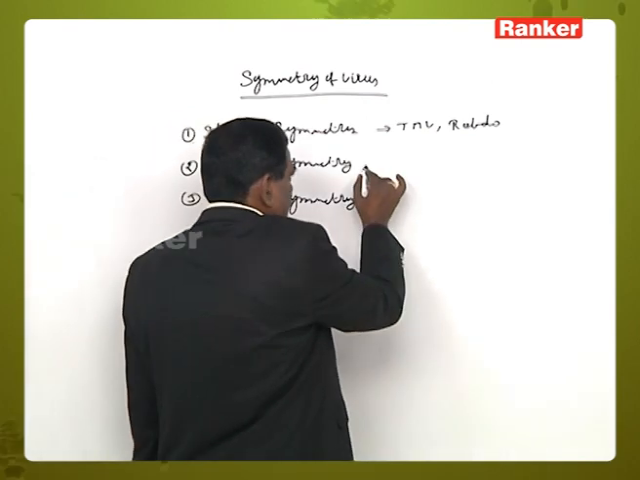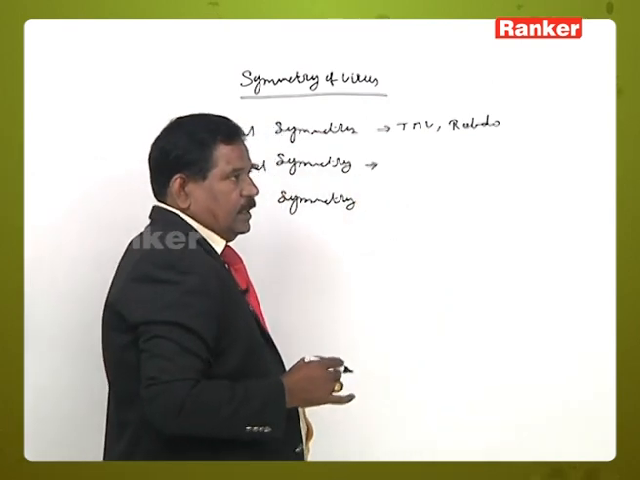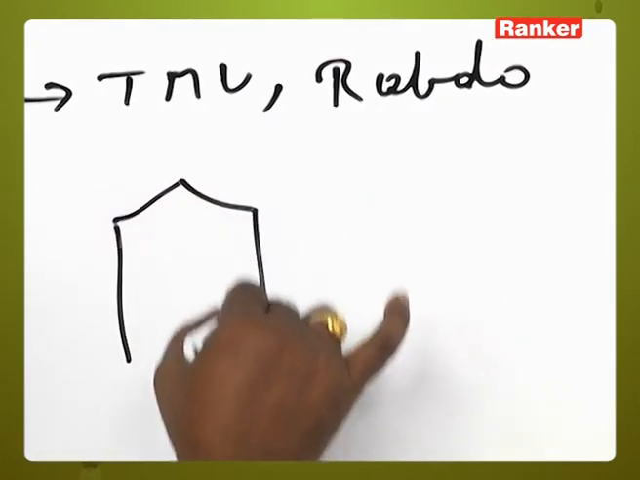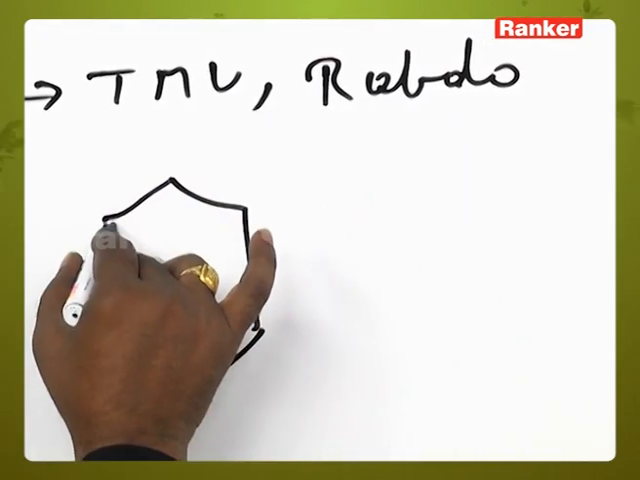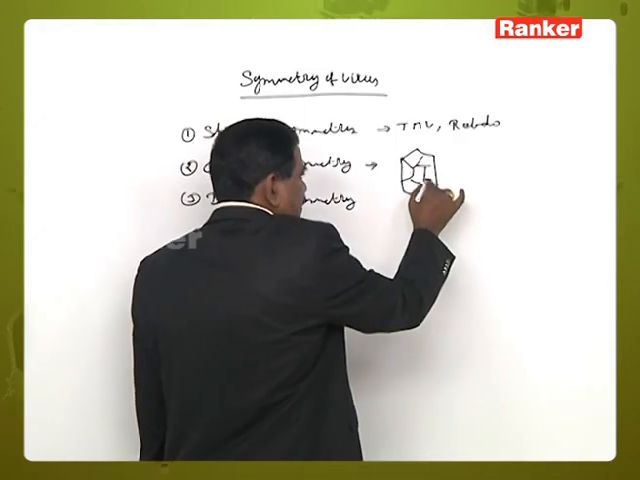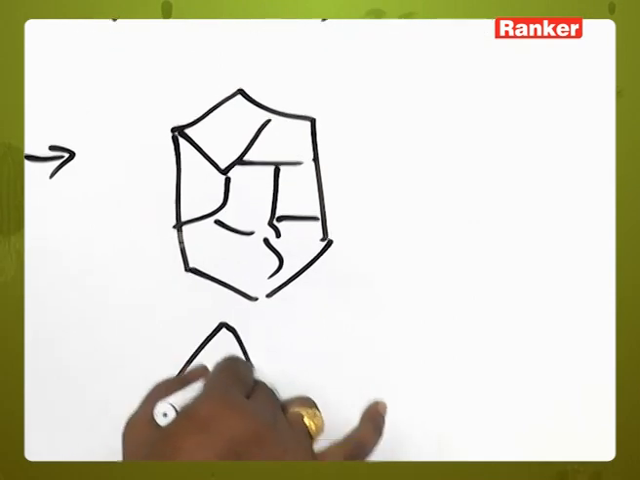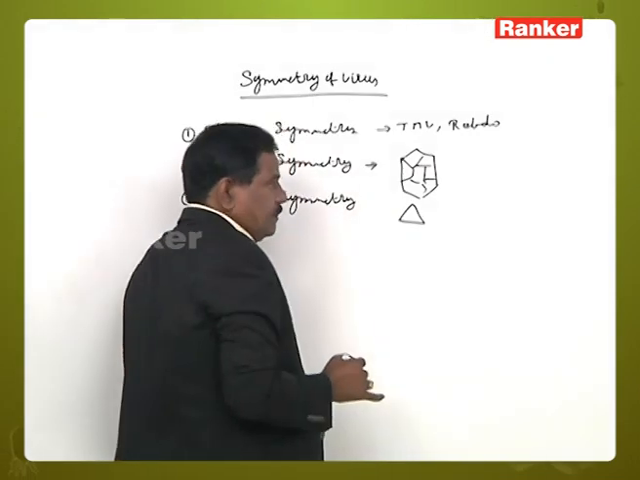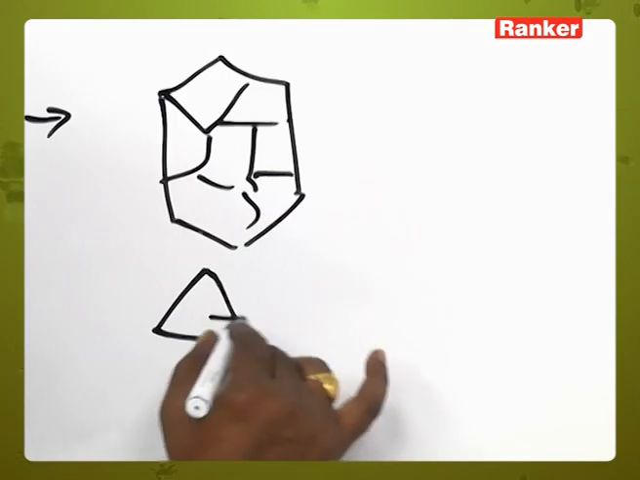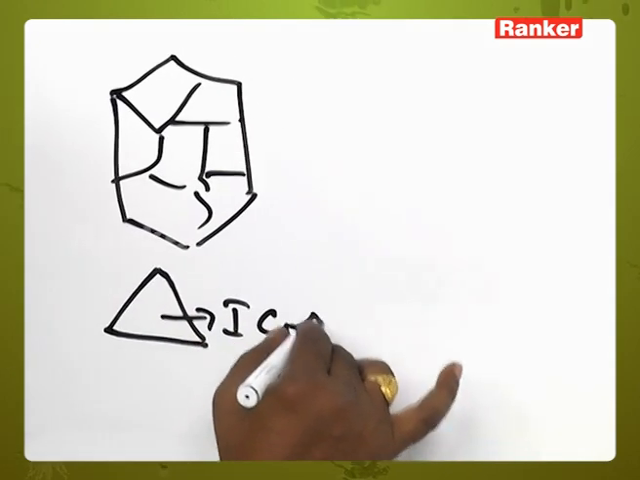Cubical symmetry. In this, the body is polyhedral, with many faces. Each face is triangular in shape, called an icosahedron.